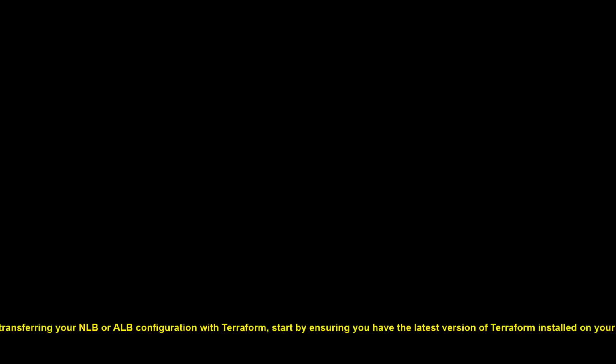To begin transferring your NLB or ALB configuration with Terraform, start by ensuring you have the latest version of Terraform installed on your machine. Next, set up your working directory by creating a new folder for your Terraform configuration files. Navigate to that folder using your command line interface. Now, initialize a new Terraform project by running the command terraform init in the terminal.